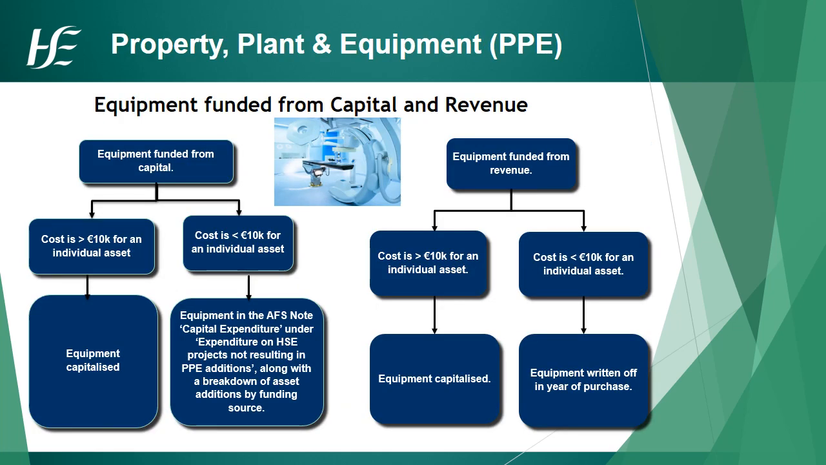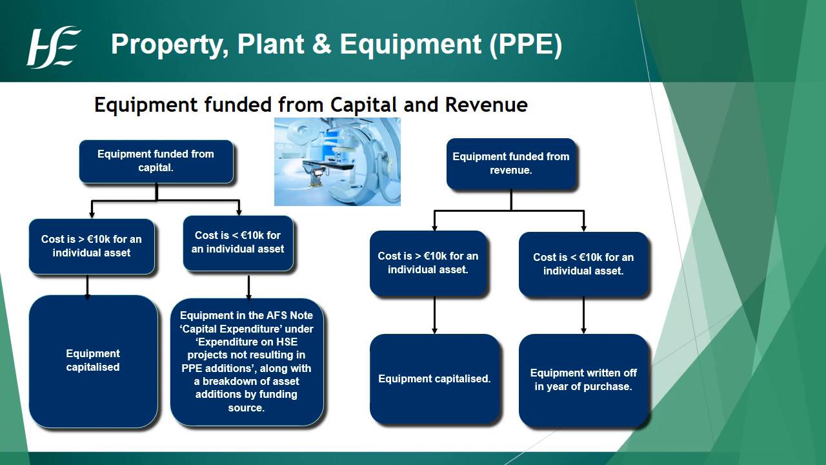Property, plant and equipment comprises land, buildings, work in progress, equipment and motor vehicles. For the purpose of this session, we are going to refer to them as equipment. As required by the Minister, expenditure on property, plant and equipment additions is charged to the Statement of Revenue, Income and Expenditure, or the Statement of Capital Income and Expenditure, depending on whether the asset is acquired through capital or revenue funding. Both capital funded and revenue funded assets can be capitalised in certain cases.